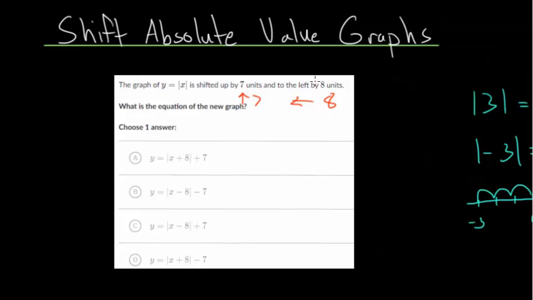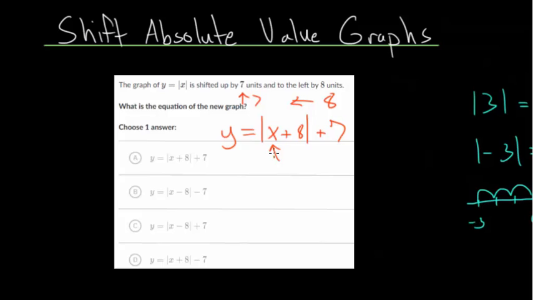But to shift to the left by 8 units, remember that's going to deal with the inside, and the inside is always the opposite of what you'd expect. So to go left, we're actually going to add 8. So we get y is the absolute value of x plus 8, and then to go up 7, we will add 7.